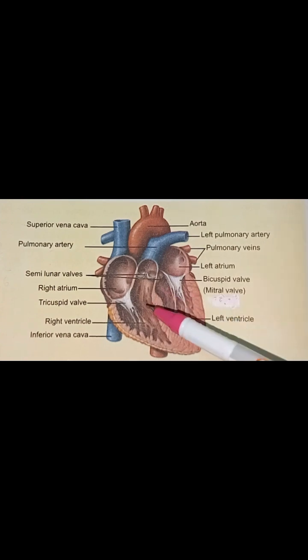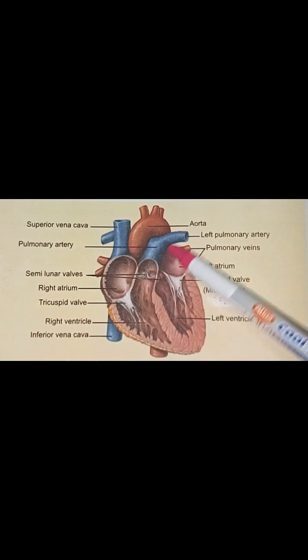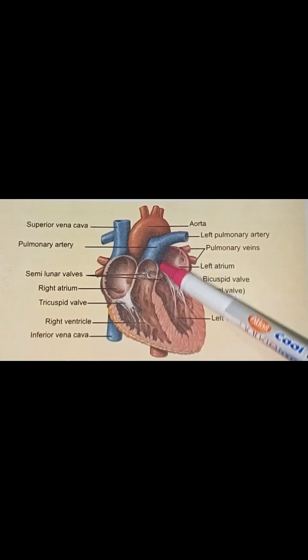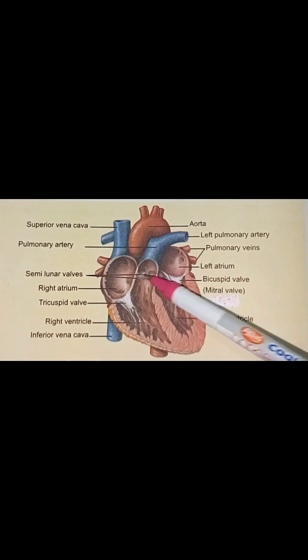There are semilunar valves at the starting points of the main arteries. At the starting point you can see semilunar valves here, and also here, though we can't see it properly, there are semilunar valves.